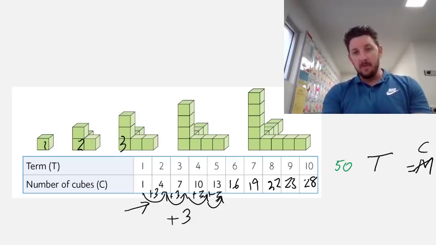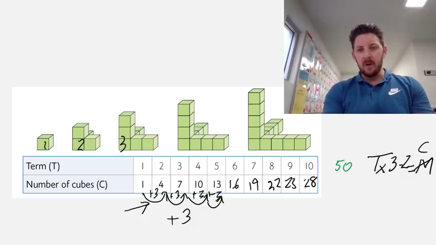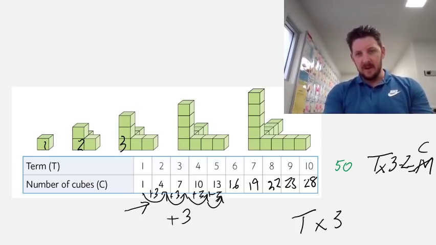So I'm going to say term times by 3, take away 2. So my rule, and I'm going to write it down the bottom here again because that's not very neat, is: whatever your term is, times it by 3, and then take away 2. And that will give you the number of cubes.